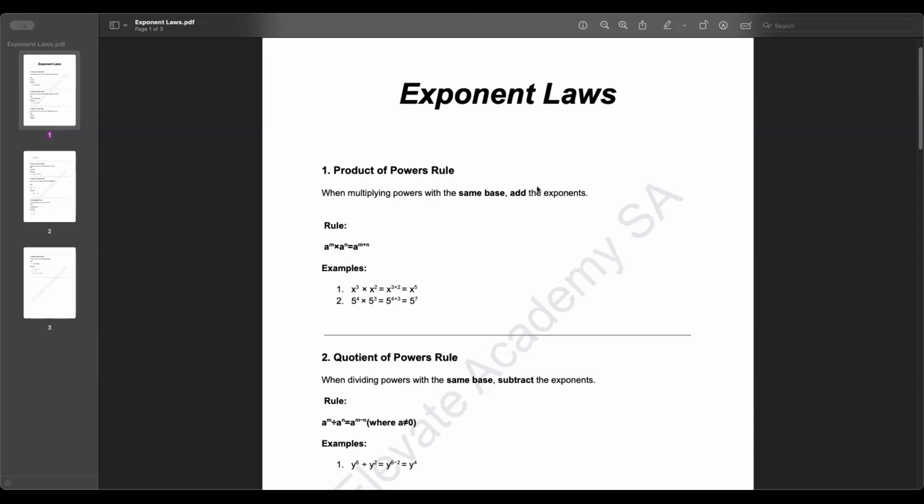So let's start off with the first one, the product of powers rule, where very importantly, you see these words in bold.